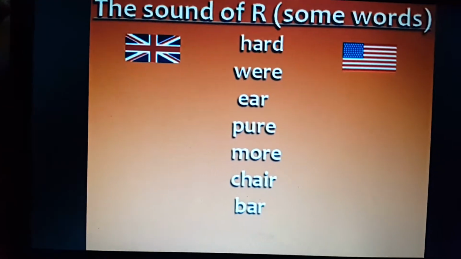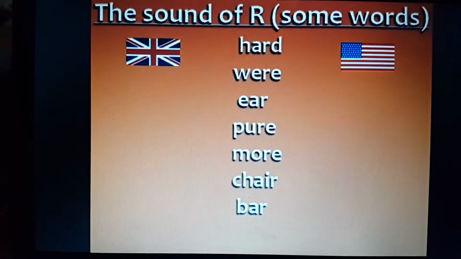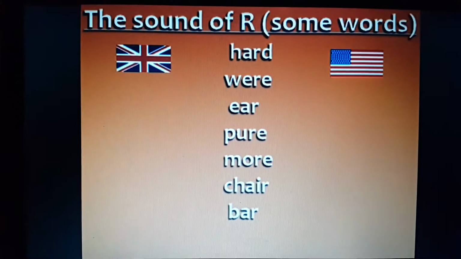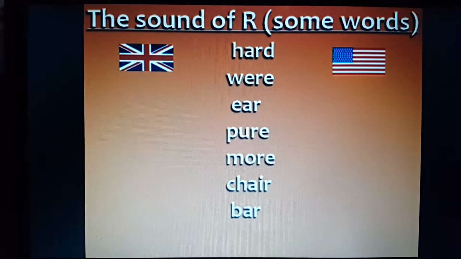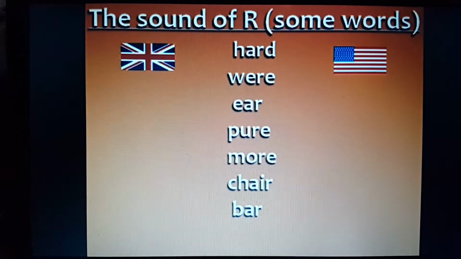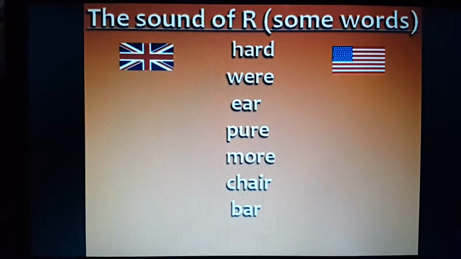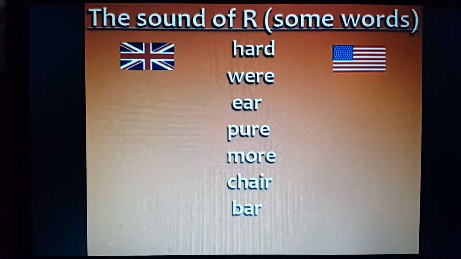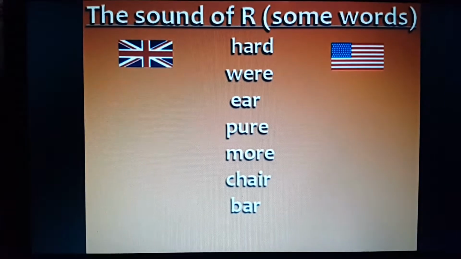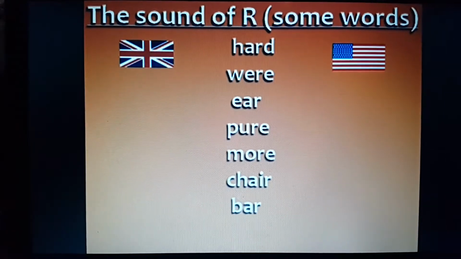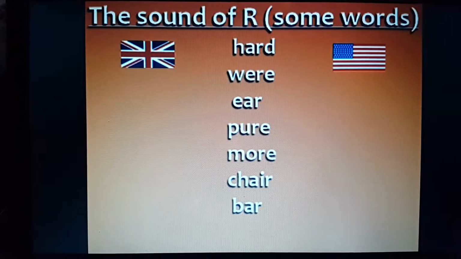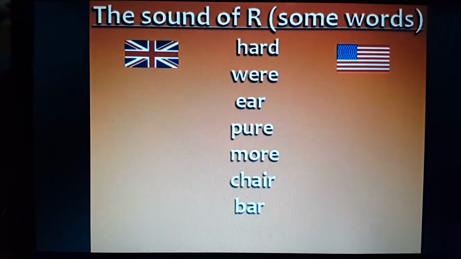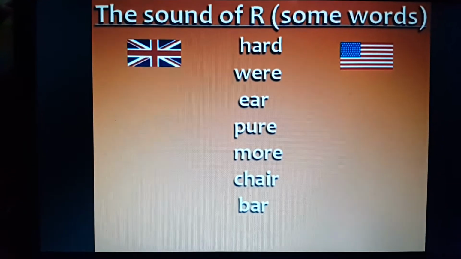The sound of the letter R is also a little bit different. The R is pronounced stronger in American English. Listen to the difference. Hard, hard, were, ear, ear, pure, pure, more, chair, chair, bar.